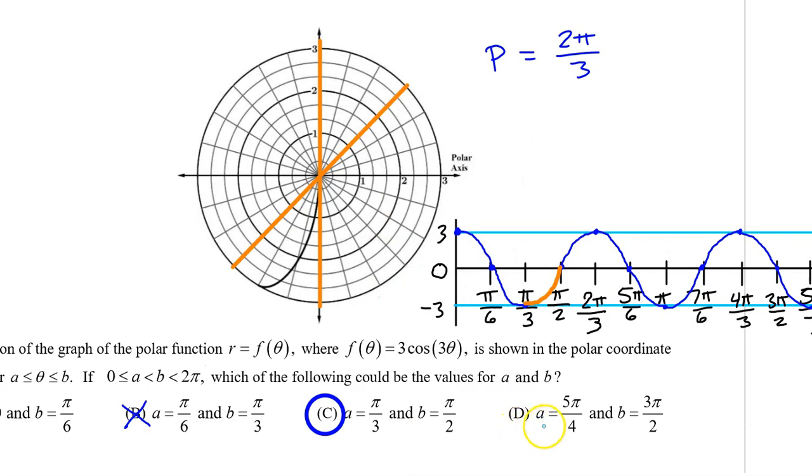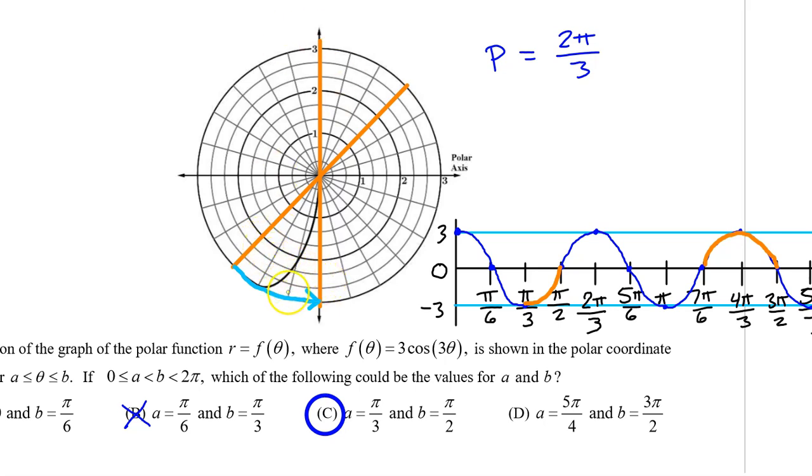Let's follow through and show why option D is not the answer. Option D represents the interval from 5 pi over 4 to 3 pi over 2. That's going to be from here to here on the polar graph. 5 pi over 4 is a little bit bigger than 7 pi over 6. So 5 pi over 4 to 3 pi over 2 would be from here to here on the rectangular graph. The positive r values tell us that we don't have to worry about moving in the opposite direction, so we would expect to see a portion of the graph on this interval.